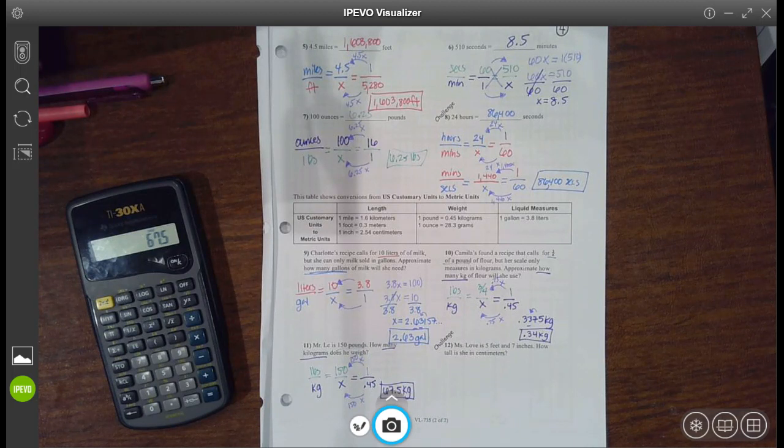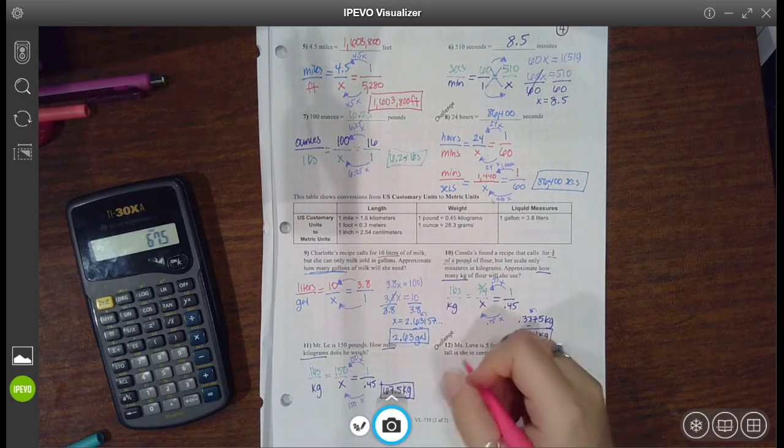Okay, the next one says, Miss Love is 5 feet and 7 inches tall. How tall is she in centimeters? And that's actually true. So let's see. First of all, if I'm going from inches from our system to centimeters, I either need to have them both as feet or both as inches. 5 feet, 7 inches is not 5.7, because 7 inches is like 7/12 of a foot. And doesn't that just sound horrible? It truly does. So instead, let's change it all to inches.